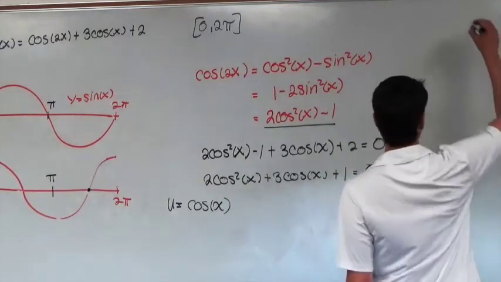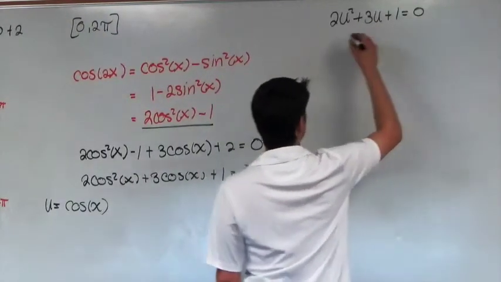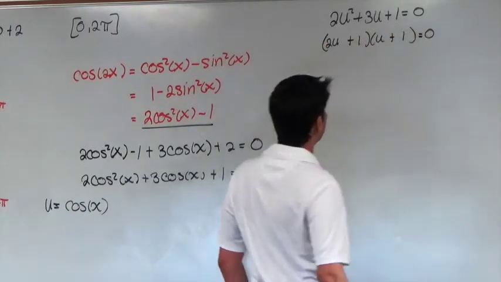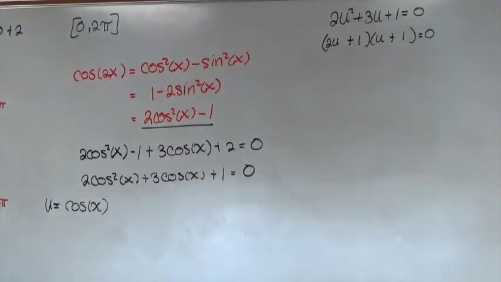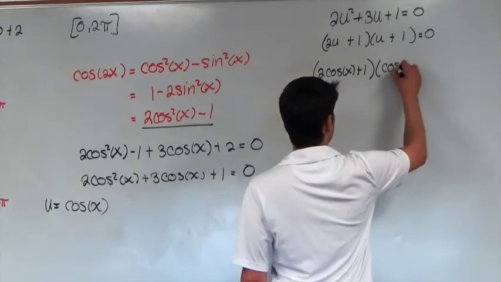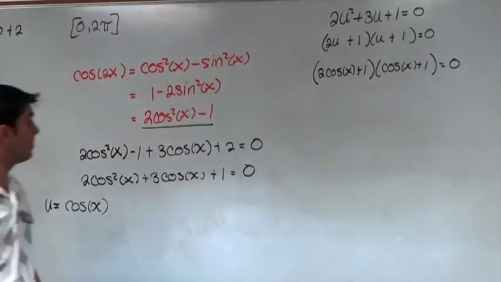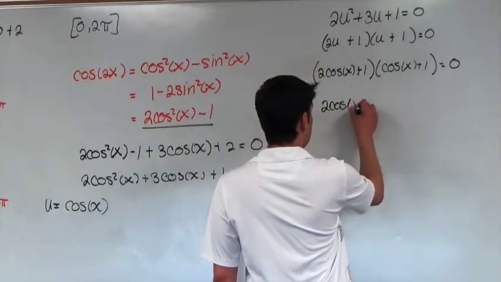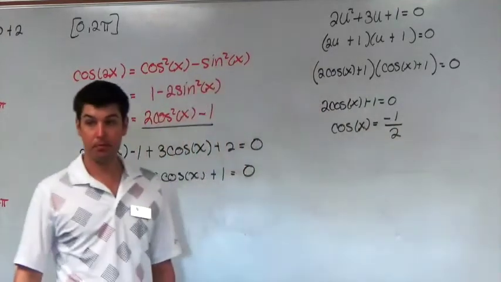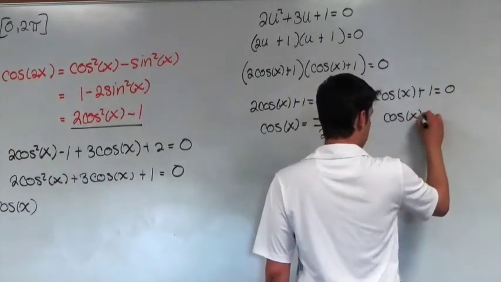Under this substitution, our quadratic becomes... back substitute for cosine. Set each factor to 0. This gives cosine negative 1/2. Set the second factor to 0. We get cosine is negative 1.